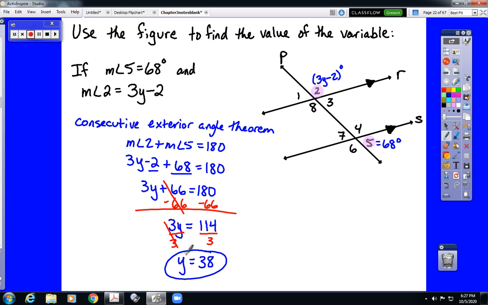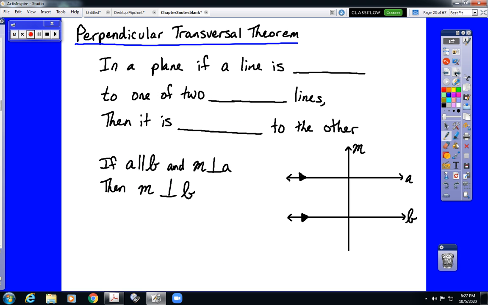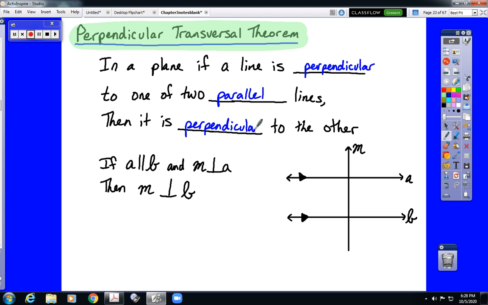Okay? All right, so that leaves one slide to do in this section, and that is one more theorem. This theorem is kind of a duh theorem, by which I mean it's a theorem, so in theory it should be getting proved. But to be honest, it's pretty straightforward if you understand the corresponding angle postulate. So it shouldn't take a whole lot here. In a plane, if a line is perpendicular to one of two parallel lines, then it must be perpendicular to the other.